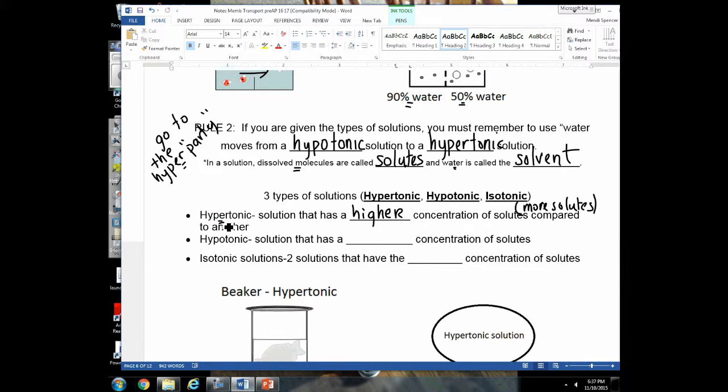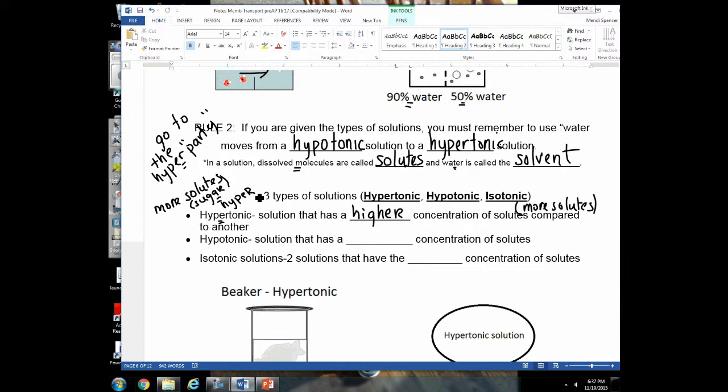Now, to help you remember that, I like to think of that old wives' tale, that if you give kids a bunch of sugars, then they're going to be more hyper. So think of more solutes, like sugar. That's going to be the hyper one.